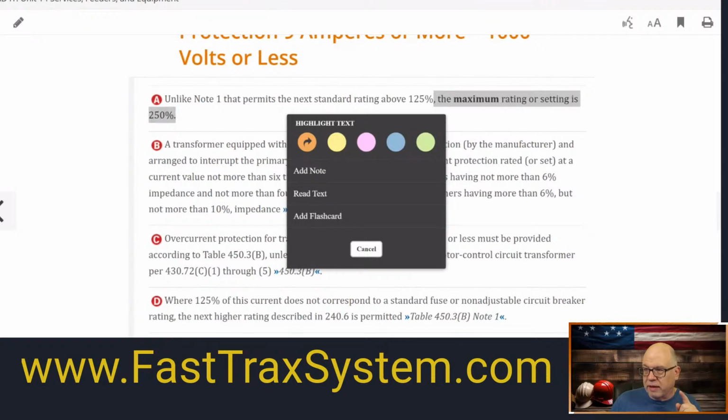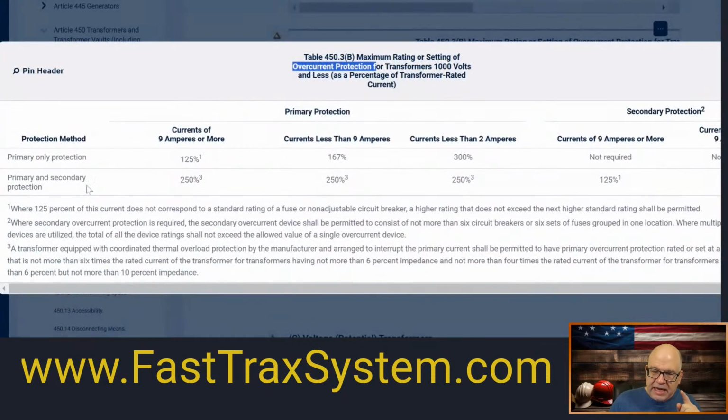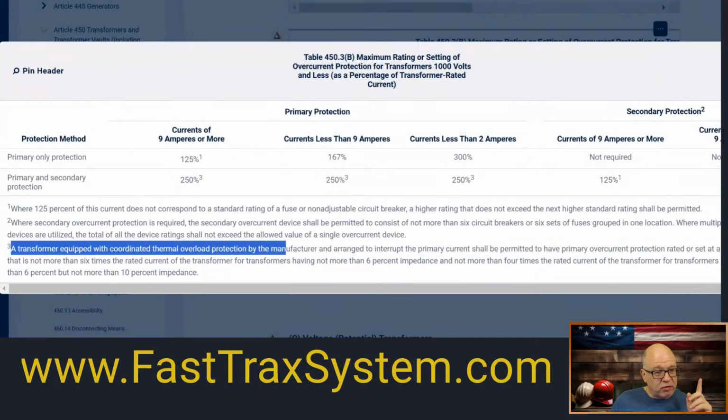So what are we talking about? Let's go to this tab. So right here, if you happen to be using this scenario, then you have currents of 9 amps or more. That's your transformer's output, 9 amps or more. Then you can go up to 250%, but you cannot go over that. That is a maximum. Now, you do have a note 3 right here that talks about unique types of transformers.